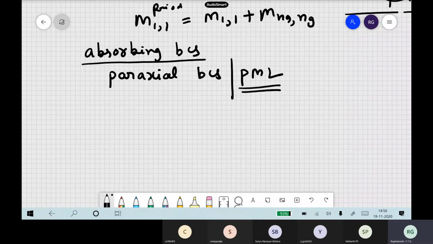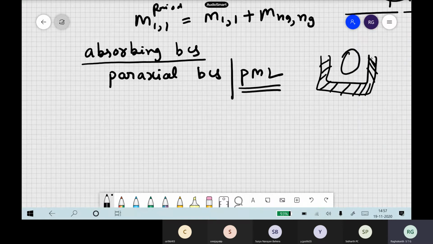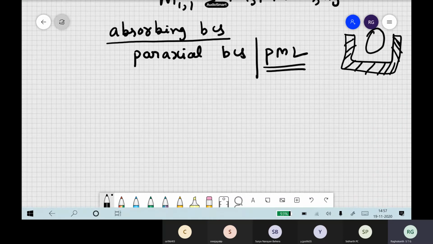PML means you have a region, and you add some small region here. So here you solve a different equation. This is your original domain, and in this region you assume the medium to be viscoelastic, and then you solve the problem. But in one-dimensional problems, you can do several things.